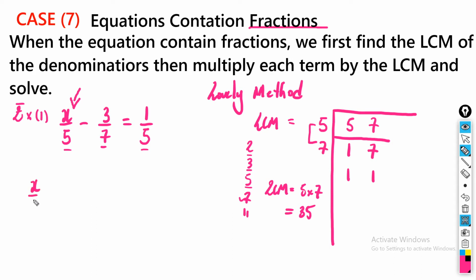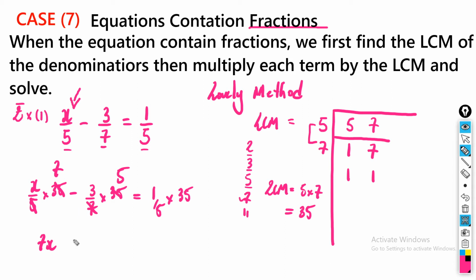So we're going to have x over 5 times 35 minus 3 over 7 times 35 is equal to 1 over 5 times 35. Cool. So this 5 goes into this 35 7 times, so you end up with 7x. This 7 goes into this 35 5 times, so you end up with 5 times 3, which is negative 15. And then 5 into this 35 gives you 7, which is 7 here. We can move this 15 to the right side of the equation, and we get 7x is equal to 7 plus 15. And then we're going to have 7x is equal to 22, right?